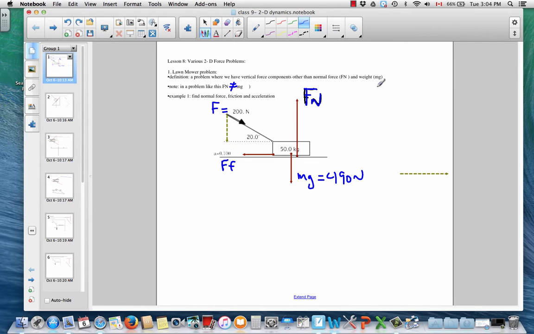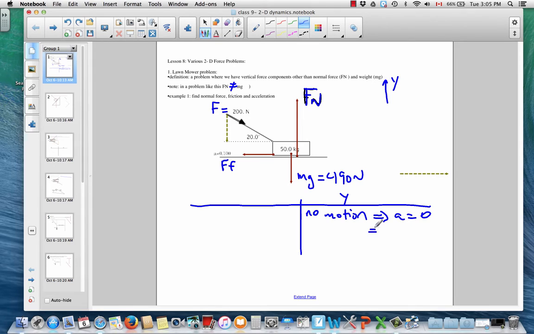So if we call this the y-axis, and then analyze forces, as we usually do, in the x and y direction. Now, it's still true that there's no motion in the y direction, because a lawnmower doesn't lift off the ground. That tells us, as usual, that the acceleration is 0 and the net force is 0, or the forces balance. But because there's a third force here, this y component, let's call that the force component in the y direction. Because of that, Fn does not equal mg.